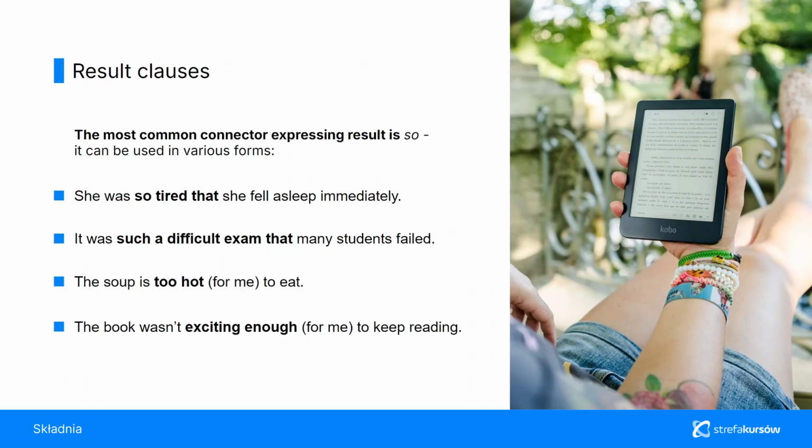Result clauses, as the name suggests, show the outcome or consequence of the action in the main clause. And the most common conjunction for result clauses is so. Like I said, the name suggests providing the reason for something. There are a few common structures where you can use words such as so, such, or to.